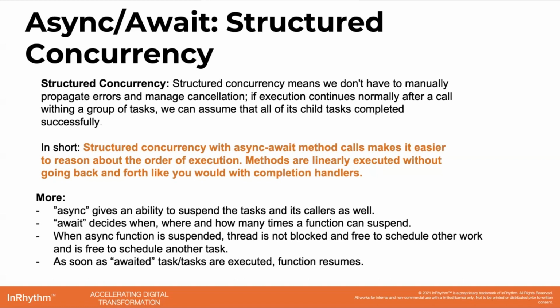Once a task is suspended and the system has gotten the control, the system can schedule another task till the previous task finishes, and then it just resumes and gives the control back to the function. As soon as awaited tasks are executed, the function resumes. Pretty simple and straightforward.